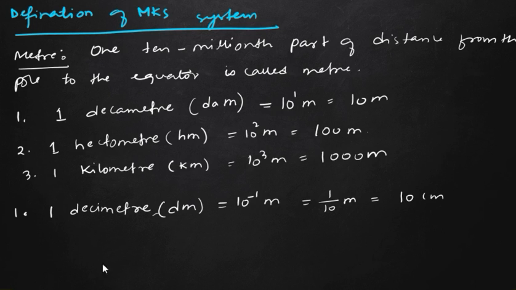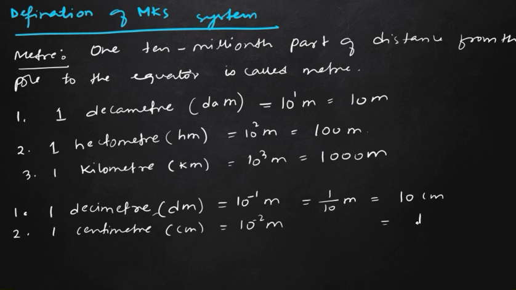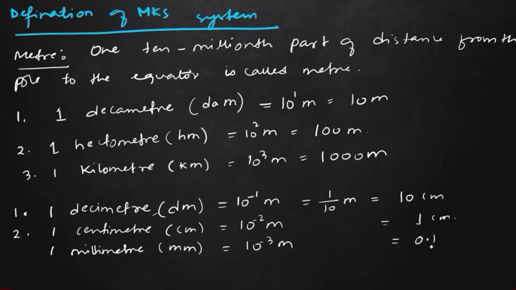Next we have 1 centimeter, small c small m. 1 centimeter means 10 to the power minus 2 meter. Next we have 1 millimeter, small m small m. This is 10 to the power minus 3 meter. If we convert it into centimeter, this will give us 0.1 centimeter.